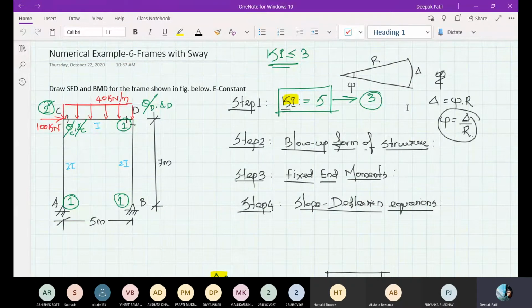So this was step one, which is a very important step in any numerical example, because you should not commit any mistake in it. You should analyze the structure carefully before proceeding further. If you commit a mistake here, the further steps will go wrong. Step one itself is a very important step, and further steps are direct substitutions.